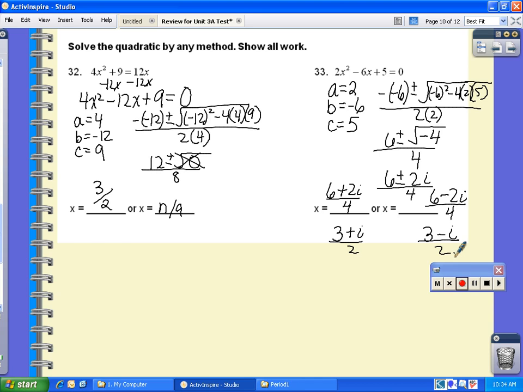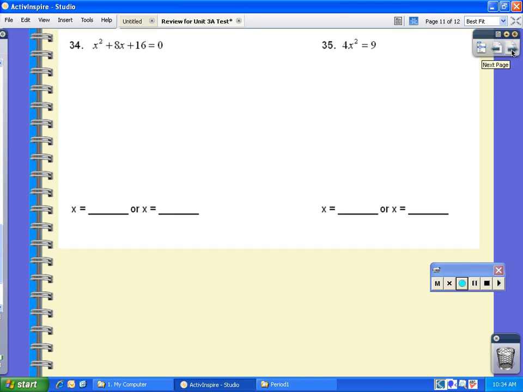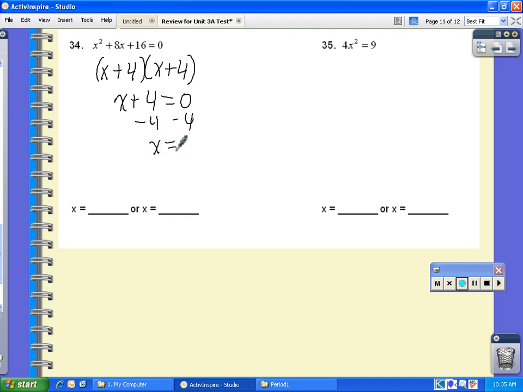Okay, and for number 34 and 35, our last two problems, for number 34, this one will factor. You should recognize, or can recognize, that this is actually a perfect square. x plus 4 times x plus 4. So therefore, you only have one solution. x plus 4 equals 0, minus 4 minus 4, x equals negative 4. So your solutions are negative 4, and the other one does not matter.